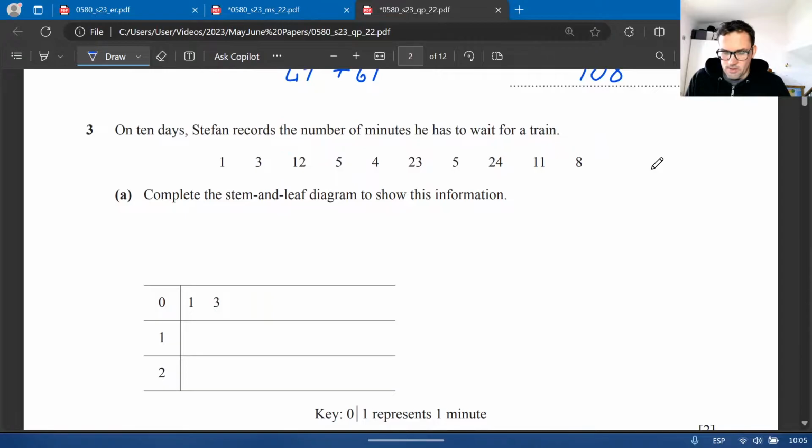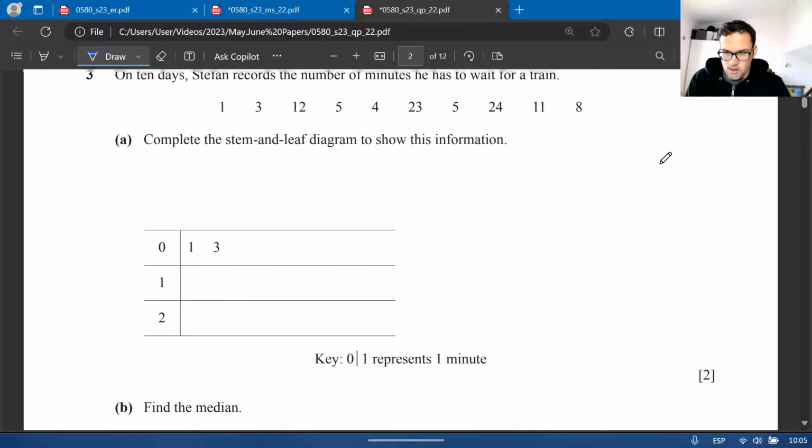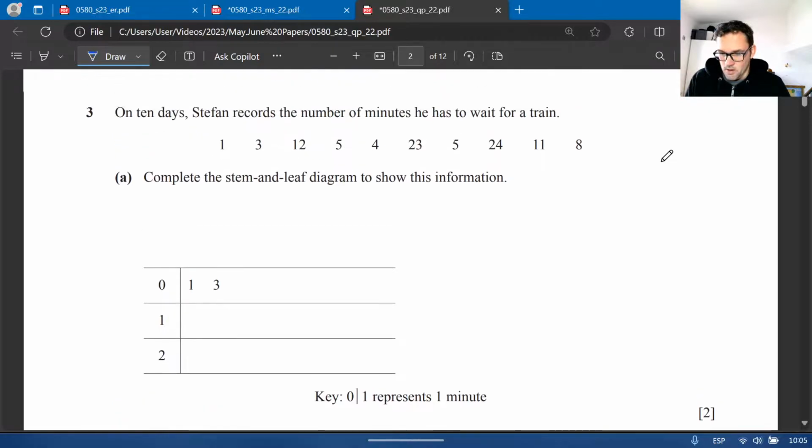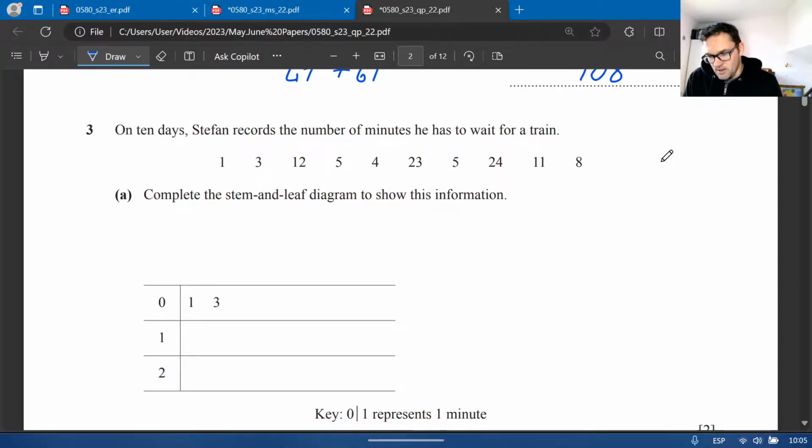Right, Stefan seems to be waiting for the train every single day, or 10 days at least. And sometimes you wait quite a while. Complete the stem and leaf diagram. Okay, so remember, in the stem and leaf diagram, this is the tens, and this is the units. Okay, so they've already put the first 2 numbers in the stem and leaf. The 1 is there, 3 is there, then the 12 will be a 1 and a 2.